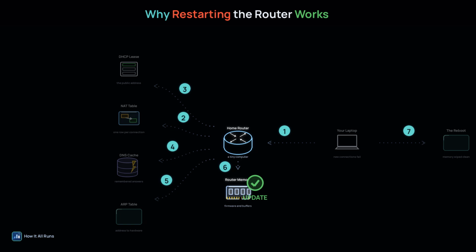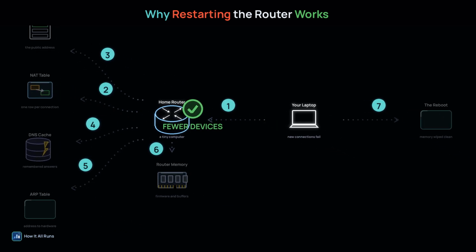Vendors patch these constantly, and a router running 3-year-old firmware is carrying every single memory bug that has been fixed since it shipped. And the real fix for a tired, cheap router is fewer devices per box. 40 smart gadgets on hardware designed for 10 will exhaust something that no reboot can permanently repair for you.